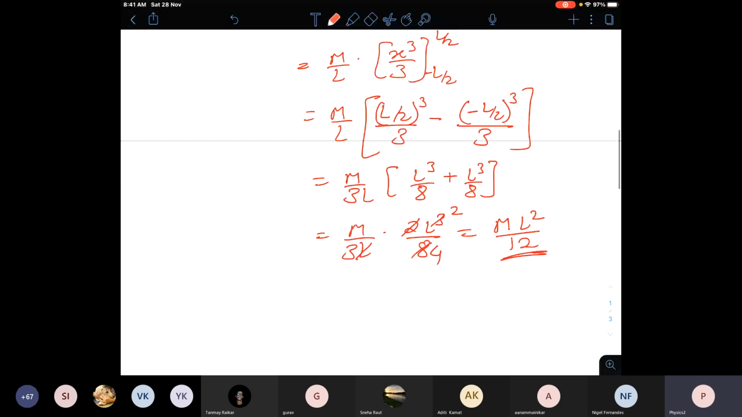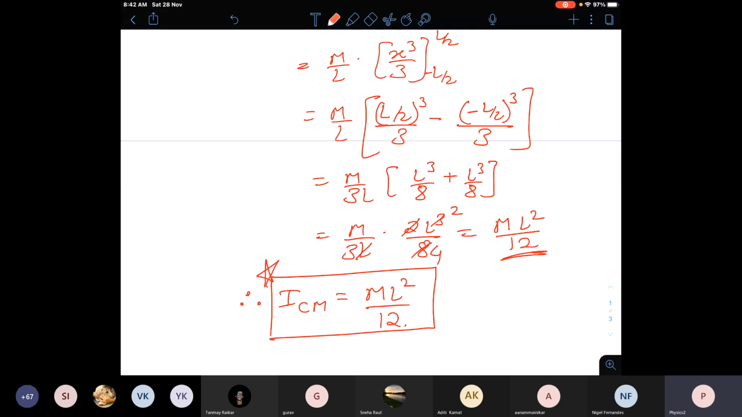So therefore, if you change the axis, you can see the result has changed. The result has varied.